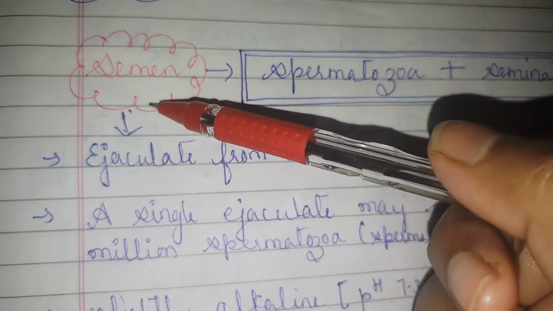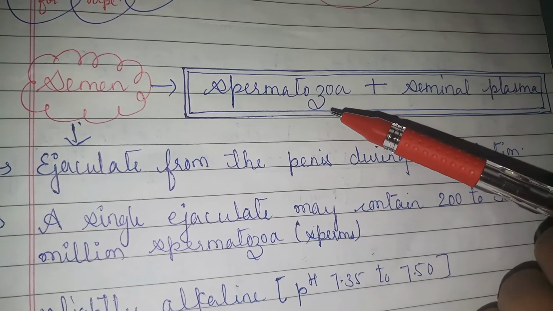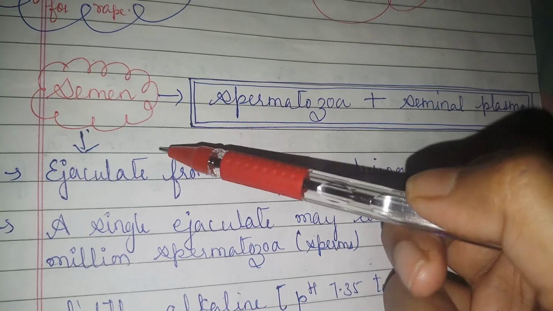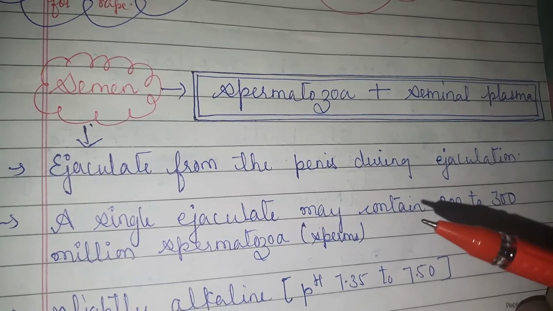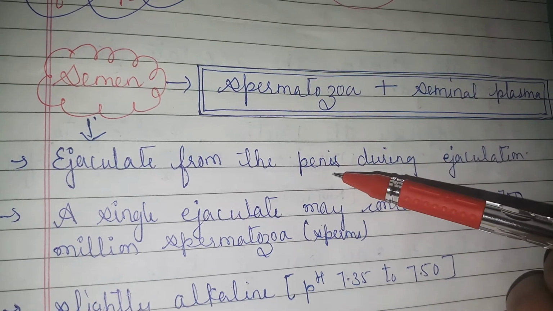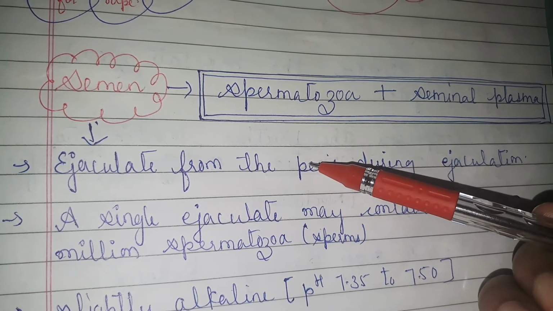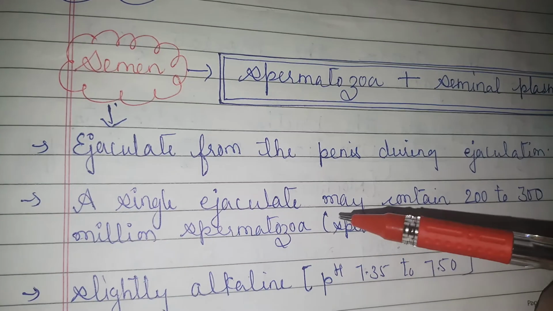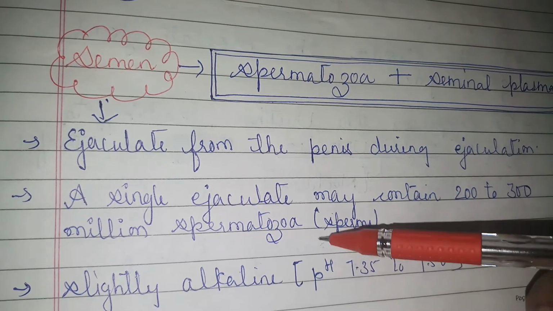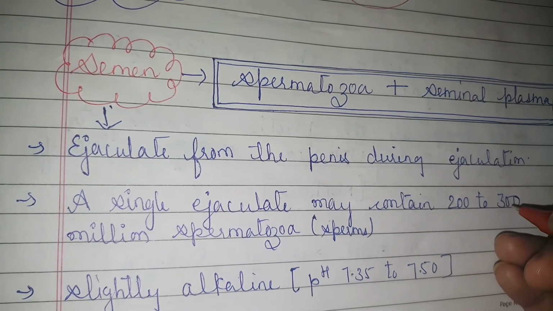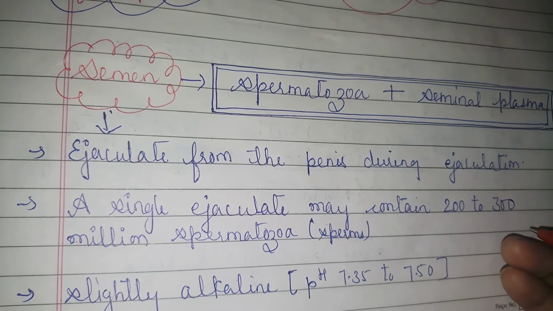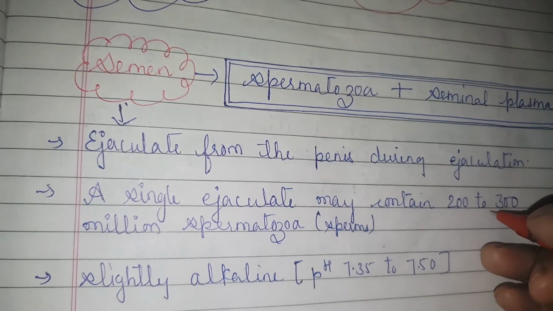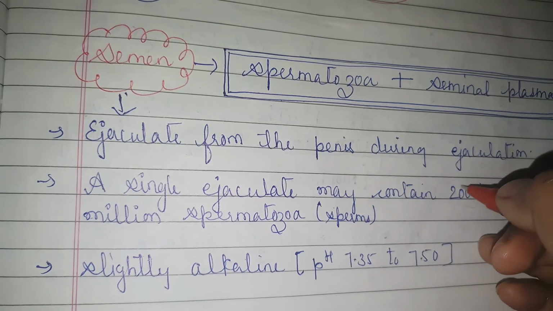Our next topic is semen. As I told you, it is the mixture of spermatozoa and seminal plasma. Semen is ejaculated from the penis during ejaculation, right? The penis is the copulatory organ, the external genitalia. Now, a single ejaculate may contain 200 to 300 million spermatozoa. If this count decreases, fertilization would not occur. So this is the count which is needed in a healthy individual.